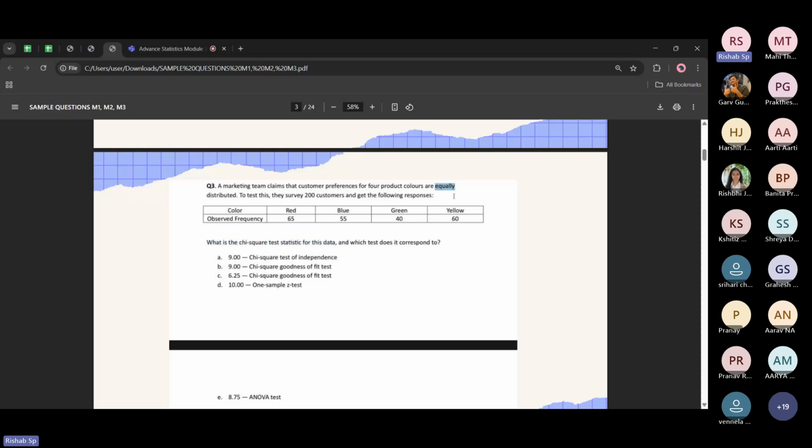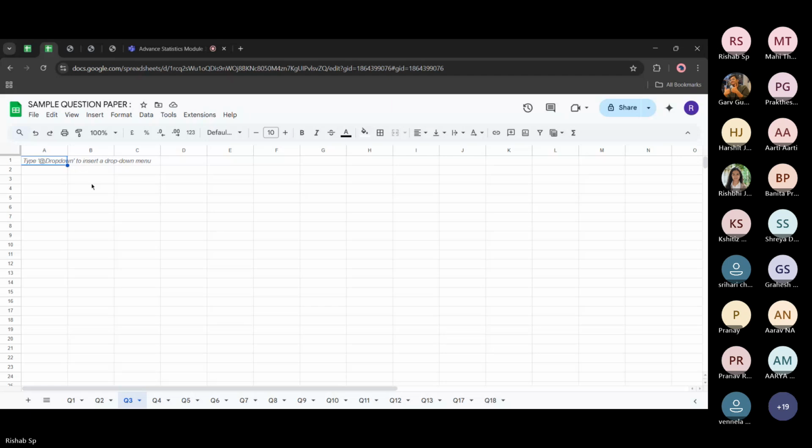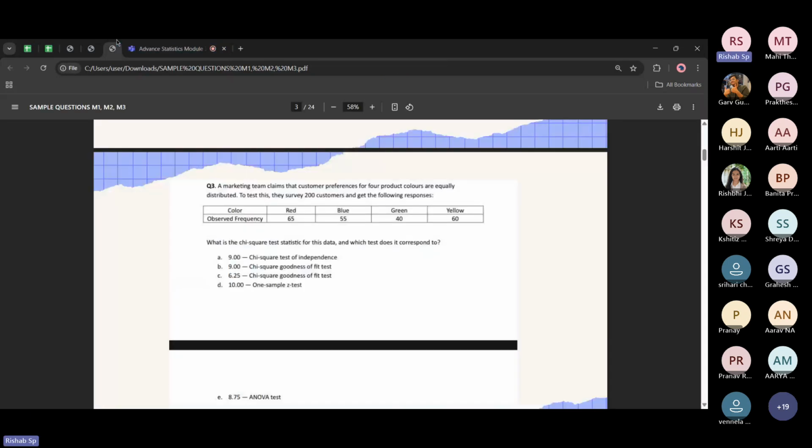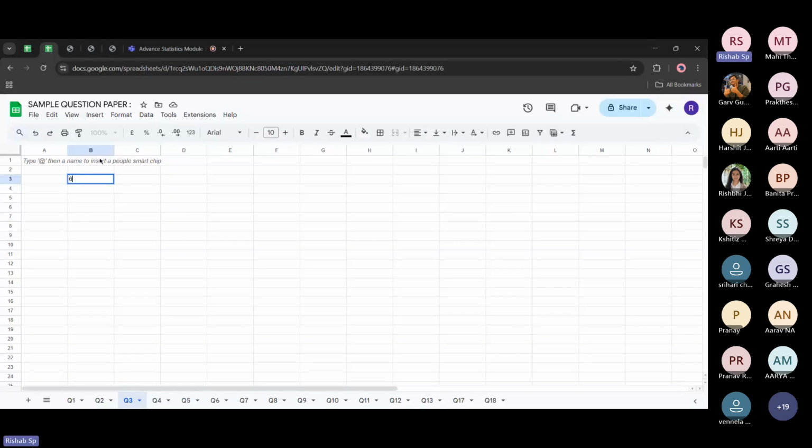What does equally distributed mean? There is an assumption, right? We have to find the goodness of fit test. In the options, there are 2 options for goodness of fit. Either of these 2 can be the answer, right? So the one thing that is sure is that we have to find the goodness of fit test. So we'll take the values 65, 55, 40, 60.